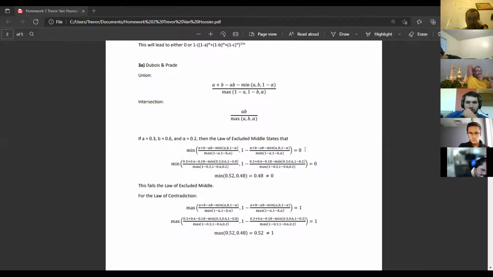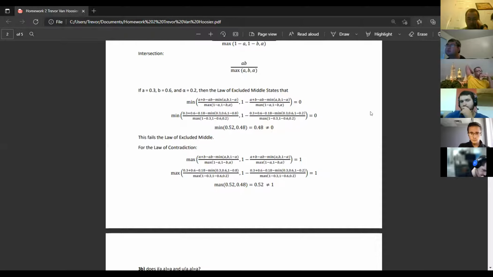Which one did you get? I'm wondering if all of these are strikeouts. So I had the Dubois and Prade. Dubois and Prade, by the way, were just incredibly prolific people in the fuzzy area, and they always came to the conferences together. I think they lived together. They were good buddies, and they did a lot of very interesting work.